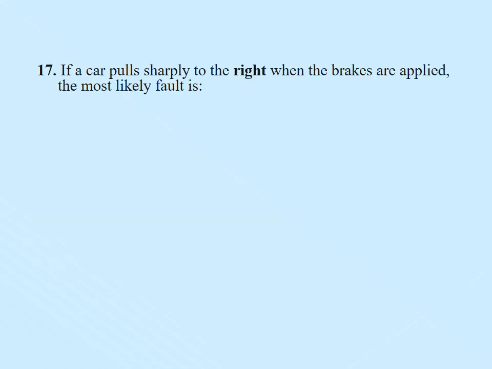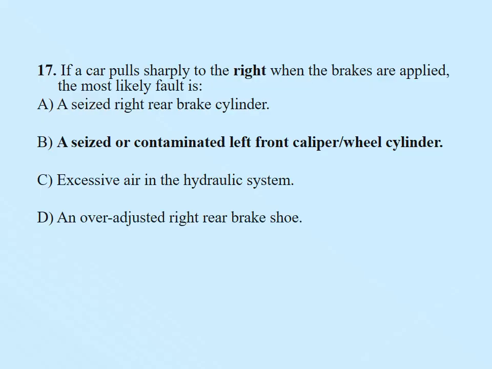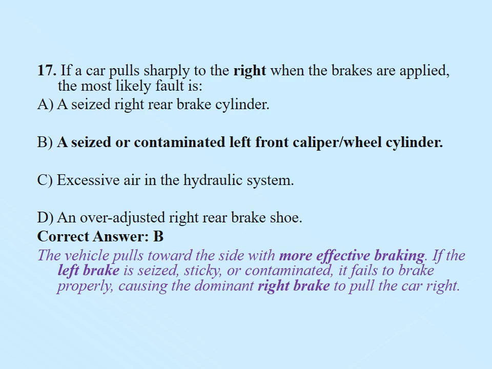Question 17. If a car pulls sharply to the right when the brakes are applied, the most likely fault is: A, a seized right rear brake cylinder; B, a seized or contaminated left front caliper or wheel cylinder; C, excessive air in the hydraulic system; D, an over-adjusted right rear brake shoe. Correct answer is B. The vehicle pulls towards the side with more effective braking. If the left brake is seized, stuck, or contaminated, it fails to brake properly, causing the dominant right brakes to pull the car right.